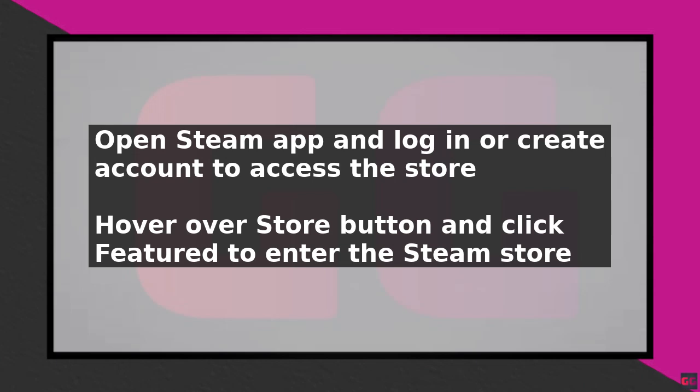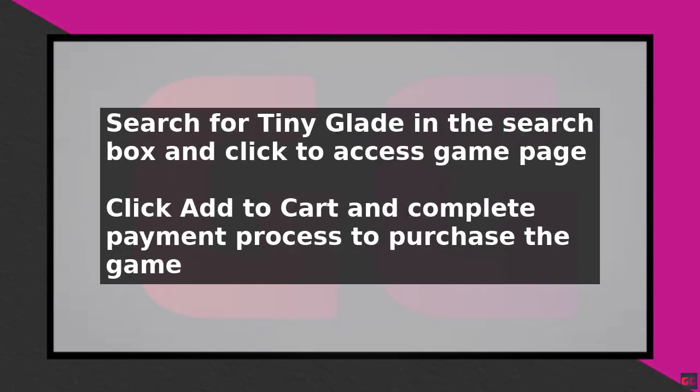The user then clicks Add to Cart and proceeds to the payment process, selecting a payment method and completing the checkout. After purchasing the game, it is added to the Steam library, which can be accessed by clicking on the Library tab and selecting Games. The game is then installed by clicking on it and pressing the Install button.